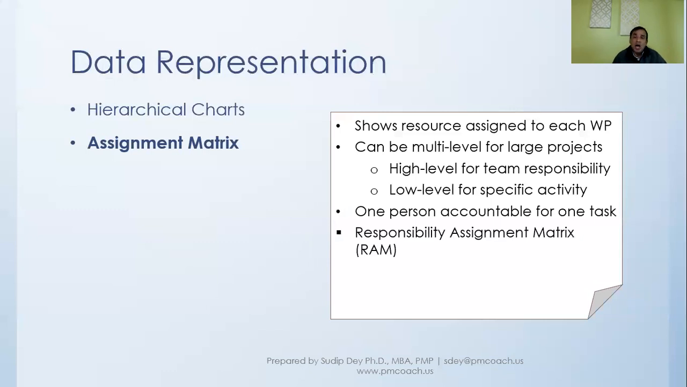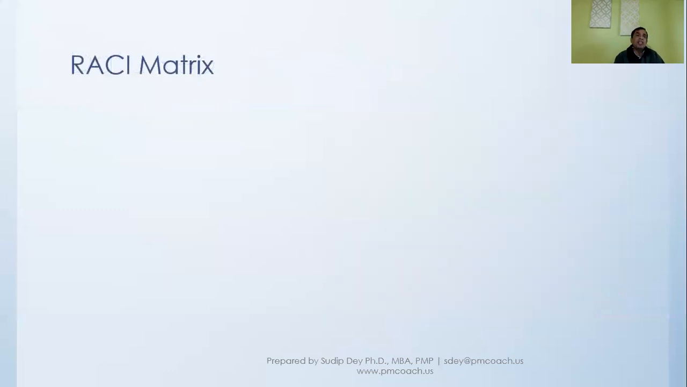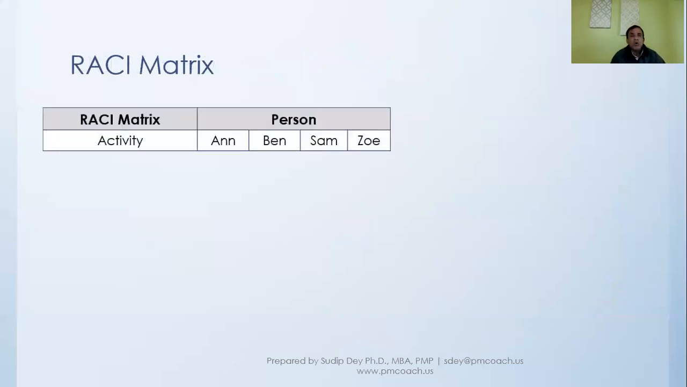It is also called the RACI matrix, as we'll see, because it covers responsible, accountable, consult, and inform. So, RACI matrix. Let's take an example over here. Let's assume there are 4 individuals working in this project, and we are drawing a RAM, or responsibility assignment matrix, or RACI matrix. What we'll do is take each of the activities. But before that, let's define what those RACI letters stand for.